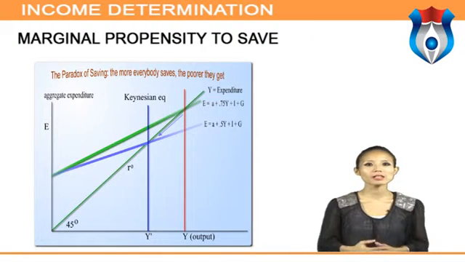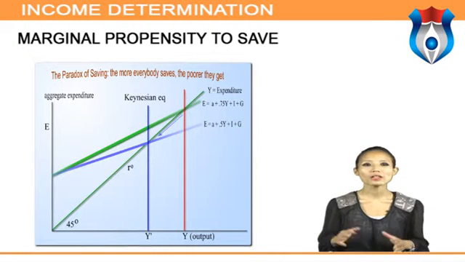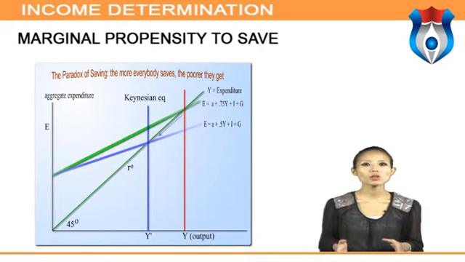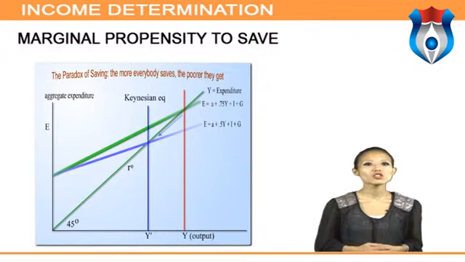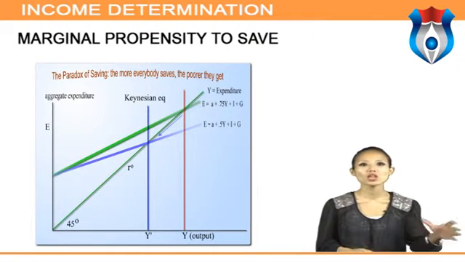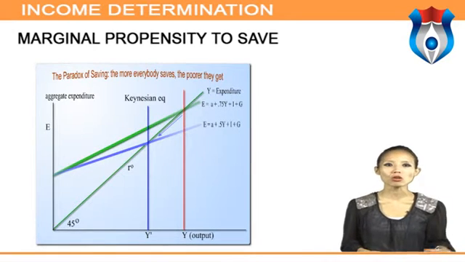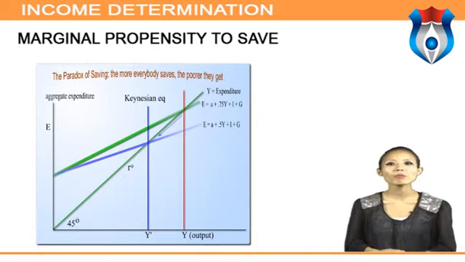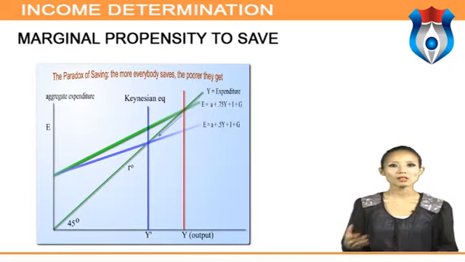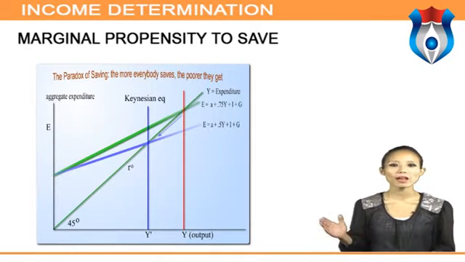Abbreviated MPC, this indicates the proportion of additional household income that is used for consumption. Marginal propensity to save is the change in saving resulting from a change in income. Abbreviated MPS, this indicates the proportion of additional household income that is used for saving. The multiplier is also related to the MPS.